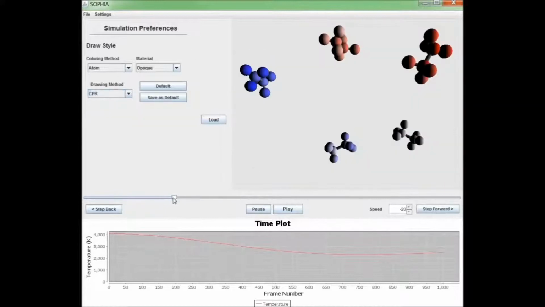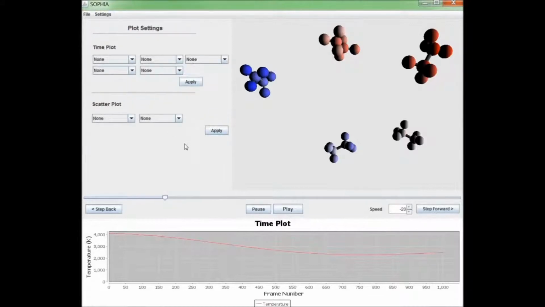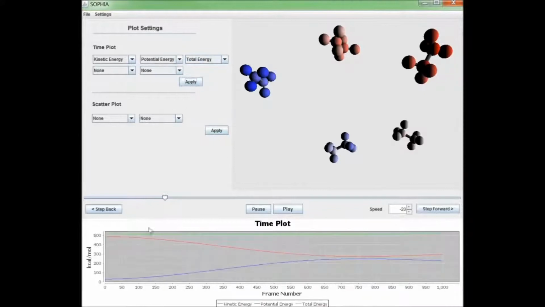So, down at the bottom we can step through the various positions to look at certain configurations that we need to see, as well as change what is visualized down at the bottom as far as the plot is concerned. So here you can see we already have temperature, but we're going to change it to show the kinetic, potential, and total energy throughout the system as time passes. And we can apply that.